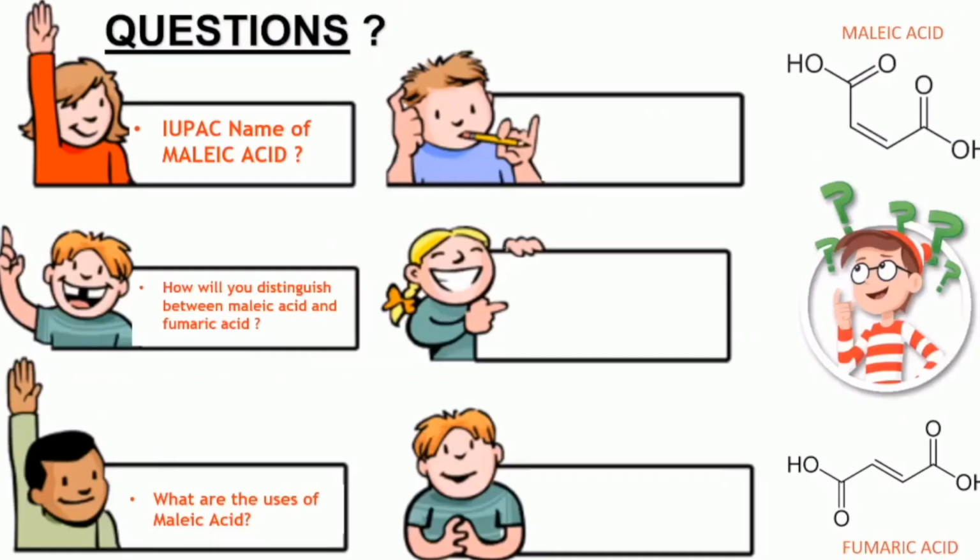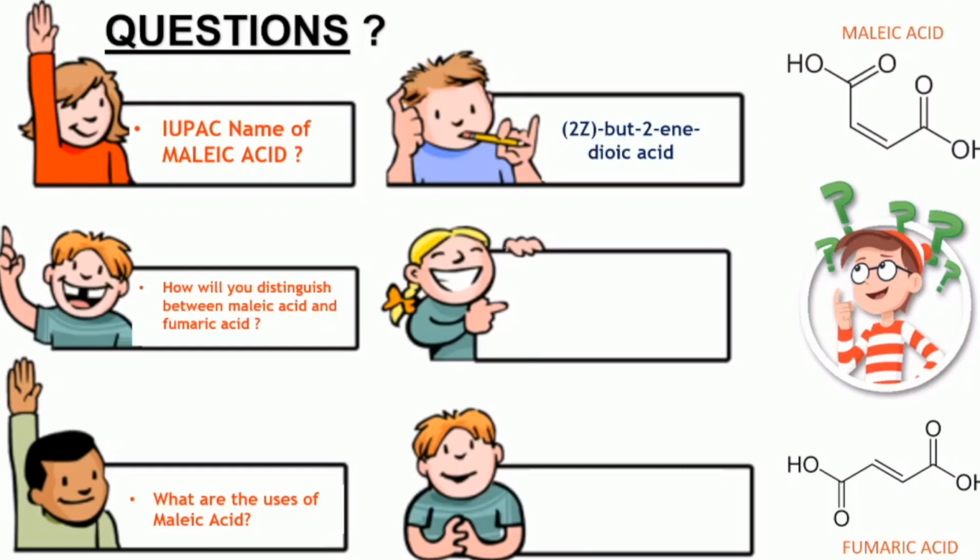Thank you, Chavi. And now I will be discussing some of the questions based on malic acid and qualitative systematic analysis. So here we go, and our first question is, what is the IUPAC name of malic acid? So the answer for this question is 2Z-but-2-ene-dioic acid is the IUPAC name of malic acid.